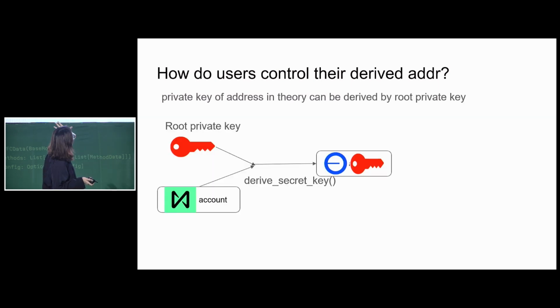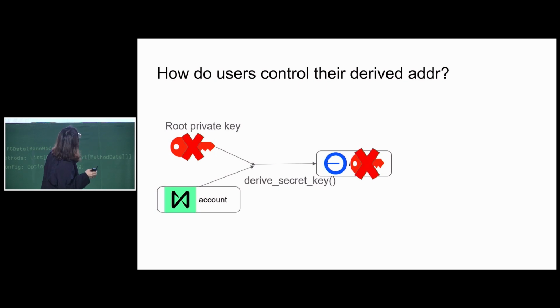So this summarizes exactly what we talked about. If we have the root private key and the Near account, theoretically we can derive the secret key. However, as I have mentioned, we are not assembling the private key from the private key shares. We only have the private key shares. So this path of directly deriving the secret key in order to authorize transactions is just not going to work.